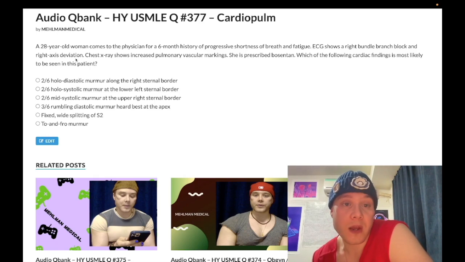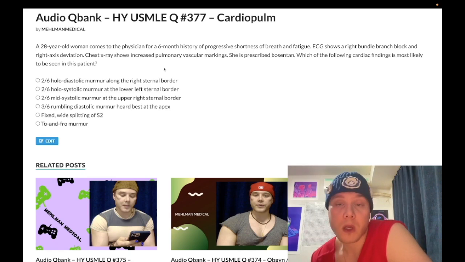If you get a vignette, for instance, where they say there's a left bundle branch block, that just means left ventricular hypertrophy. They say left axis deviation, just means left ventricular hypertrophy. Not complicated, as I said. Chest x-ray shows increased pulmonary vascular markings. This is non-specific, but often refers to pulmonary hypertension on USMLE.